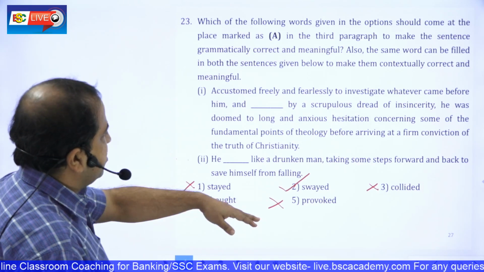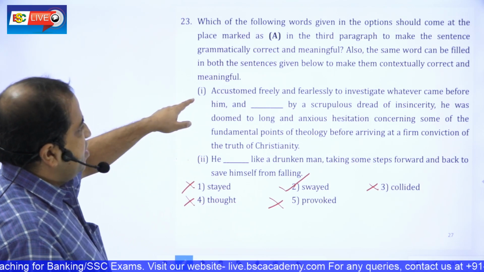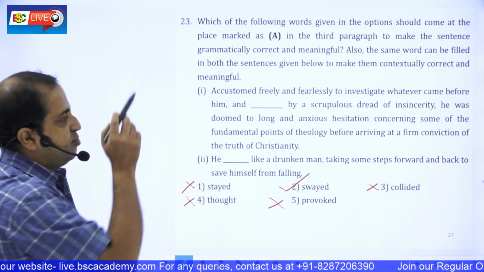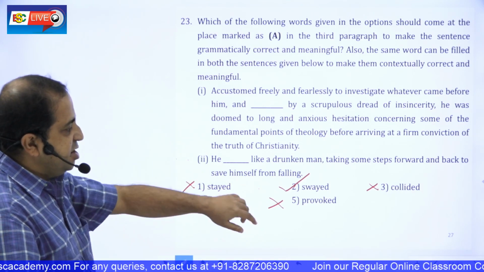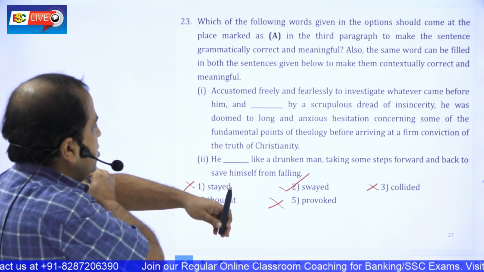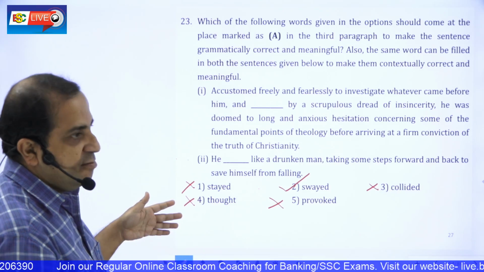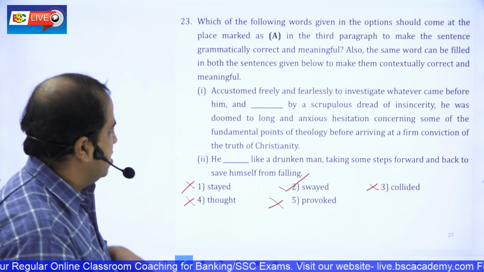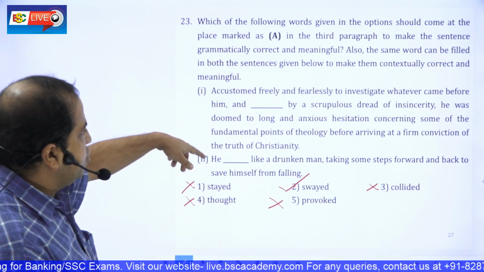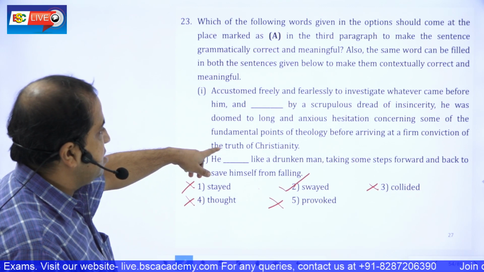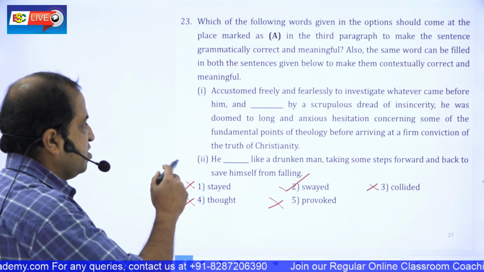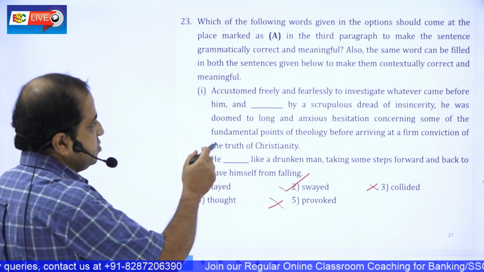So he swayed like a drunken man, accustomed freely and feared. Now look, someone can even work with just this sentence to save time, because nothing else fits, so this will be it. So that's what the shortcut is all about. But when we are learning, we go through all the possible options. Accustomed freely and fearlessly to investigate whatever came before him, and swayed by a scrupulous dread of insincerity, he was doomed to long and anxious hesitation concerning some of the fundamental points of theology before arriving at a firm conviction of the truth of Christianity.